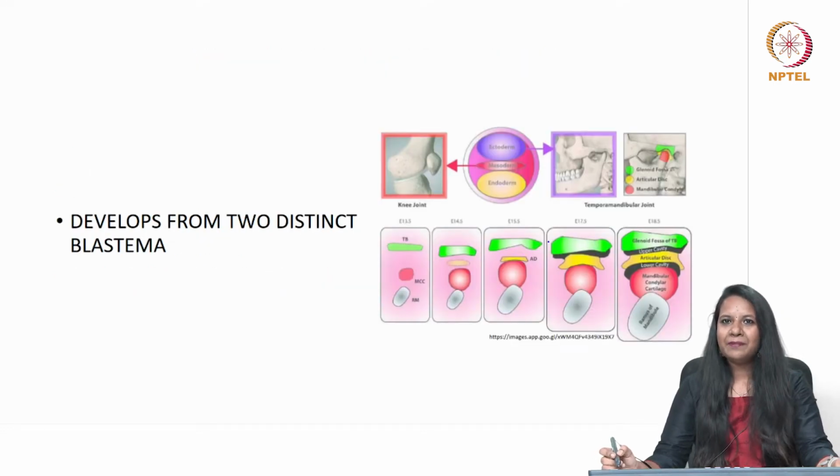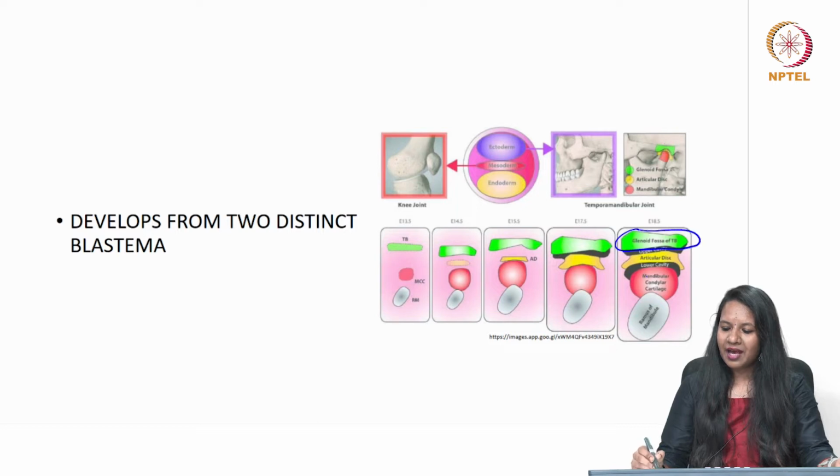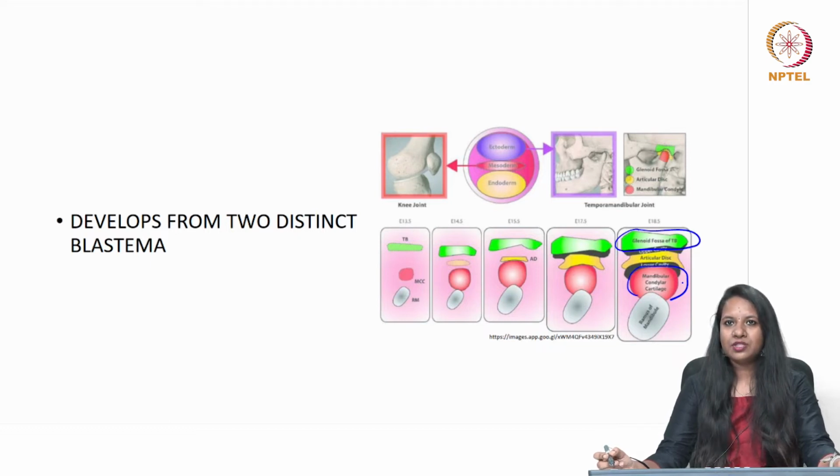It develops from two distinct blastema, that is, one from the temporal, the other from the membranous ossification of the condyle as depicted in this picture. The green color denotes the temporal area and the red color denotes the mandible. So, it is formed from two distinct blastema to form a joint.